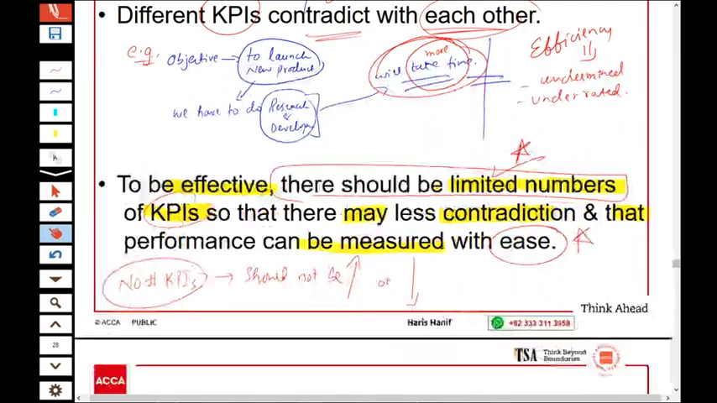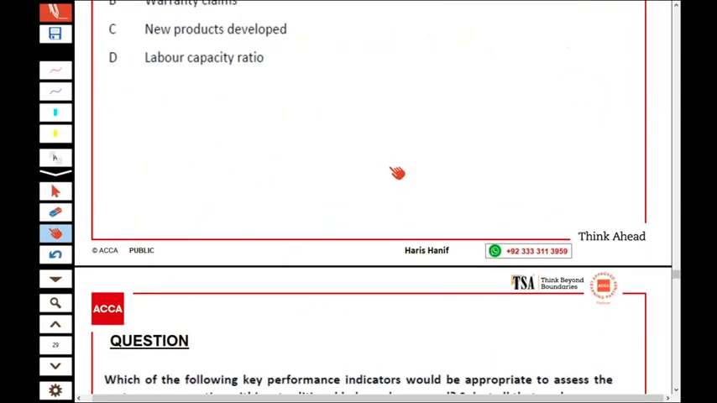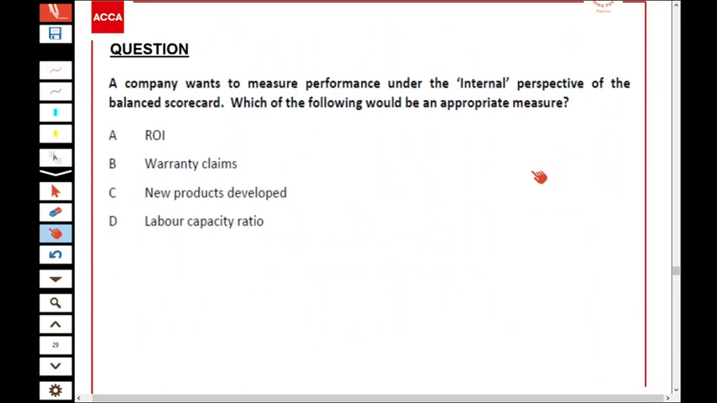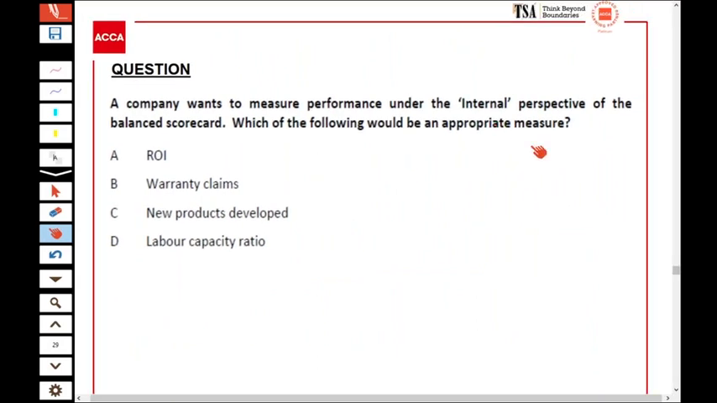Next, there is a question in MCQ format about the balanced scorecard. Which of the following would be an appropriate measure? Measure means KPI. A company wants to measure the performance under the internal perspective.